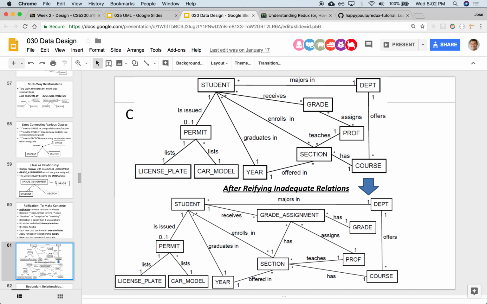We went from our first approximation, and we replaced grades, student, and section with this one, grade assignments, that has references to the section, the student, and the grade. We're also capturing this assigns, the fact that it's the professor who assigns the grade. So we put something in the middle of that diamond, a polygon, that relates all four.